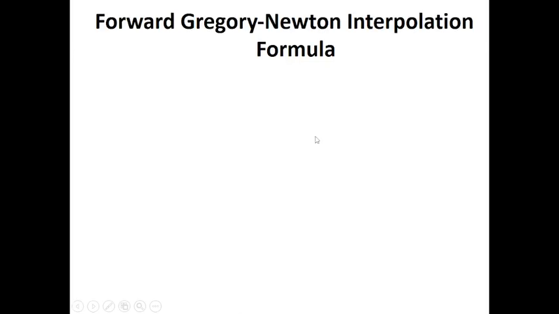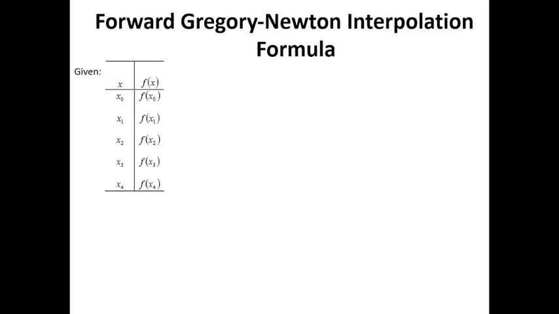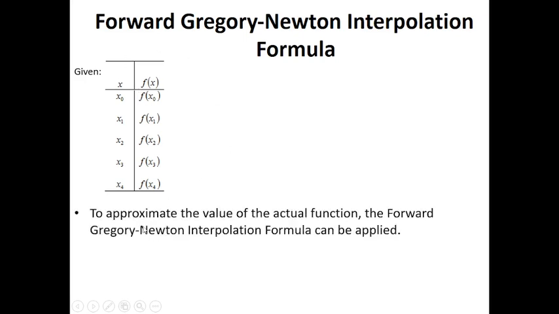So after discussing the Lagrange interpolation formula, we now proceed with the forward Gregory-Newton interpolation formula. So in this we have the tabular values for x and f of x. Given this, we are to approximate the value of the actual function not found in the table. So these are the values found in the table.